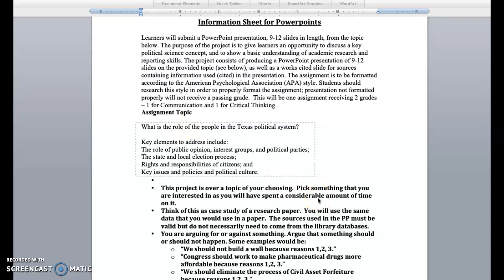The prompt for it is: what is the role of the people in the Texas political system? So the elements that you're actually addressing with your topic are the role of public opinion, interest groups, political parties, state elections. You can see all this part right here.